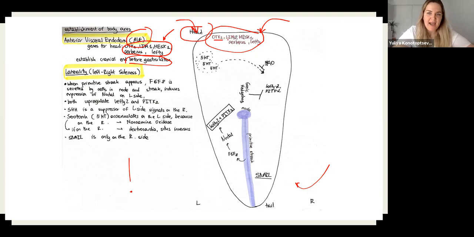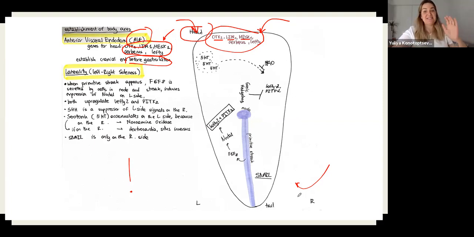OTX2, LIM1, and HESX1 are inhibiting formation of primitive streak in the head. Even if you try to make a streak in the head, you won't, because of this OTX2, LIM1, HESX1. So the head is at one end, and it stimulates formation of primitive streak at the opposite end, at the caudal end.